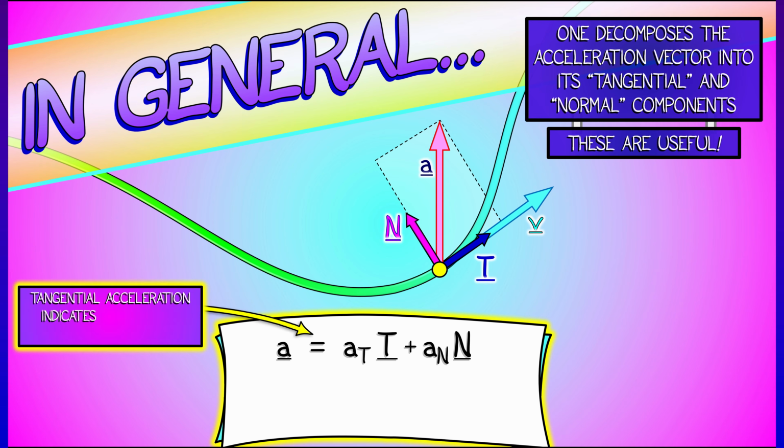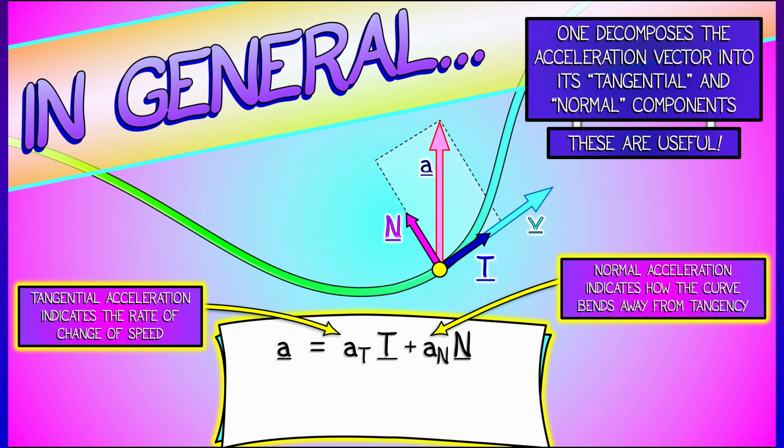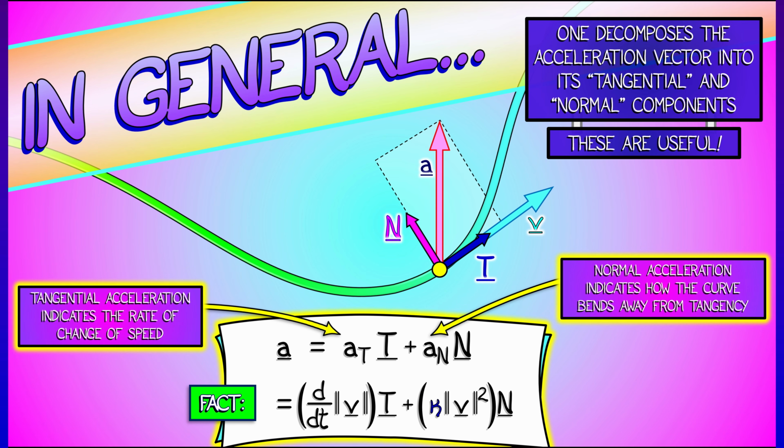The tangential component of acceleration, denoted a sub T, and the normal component of acceleration, denoted a sub N, tell you things about rates of change of speed and about how the curve is bending away. Now, here's a fact. The tangential component of the acceleration is the derivative of the speed. And the normal component of the acceleration is proportional to the square of the speed, where this constant of proportionality is denoted kappa, and it's an interesting constant. We're going to take a look at that.